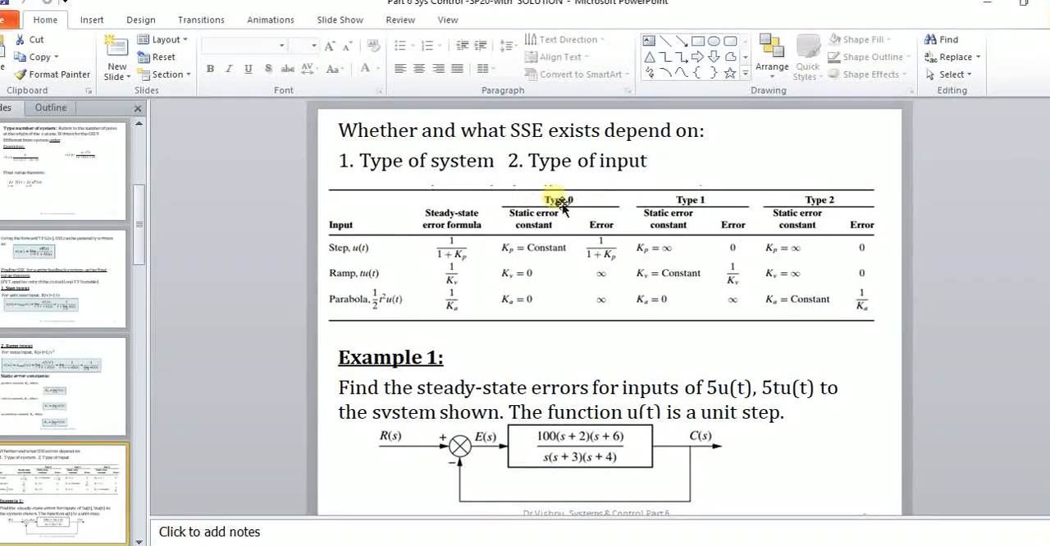Let's take type 0 system first. Now I have a type 0 system. Maybe you can recollect, type 0 system is a system in which there is no free s in the denominator, meaning there is no pole at s equal to 0. So if you have a type 0 system and you apply a step input to the system, this Kp is constant and the error will be 1 over 1 plus Kp.